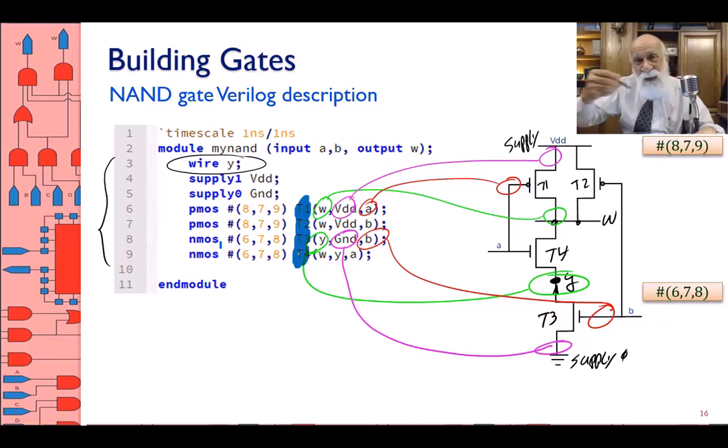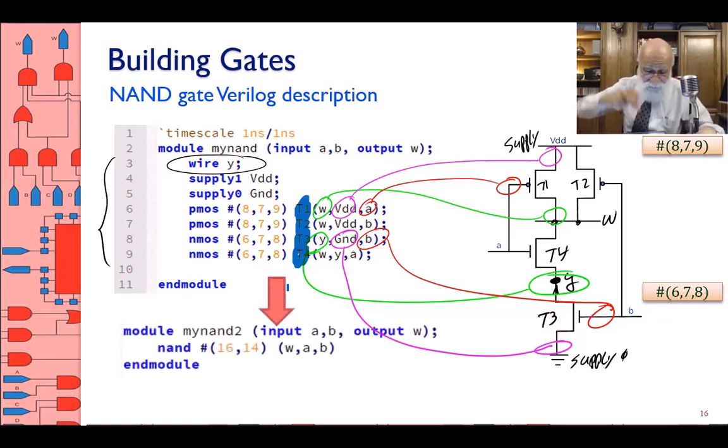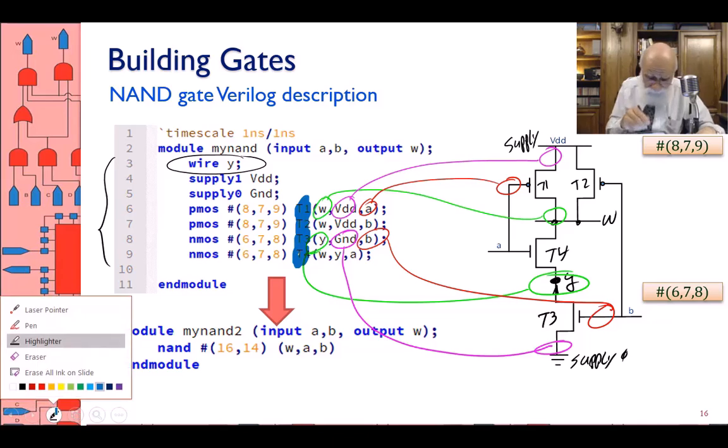And once I'm satisfied with the timing and I understand this, instead of having all these transistor delays, let's replace this whole description with a single NAND description. Okay, what I put here is NAND. That's the same description as above, except that there is a lot more detail in the above than the below.